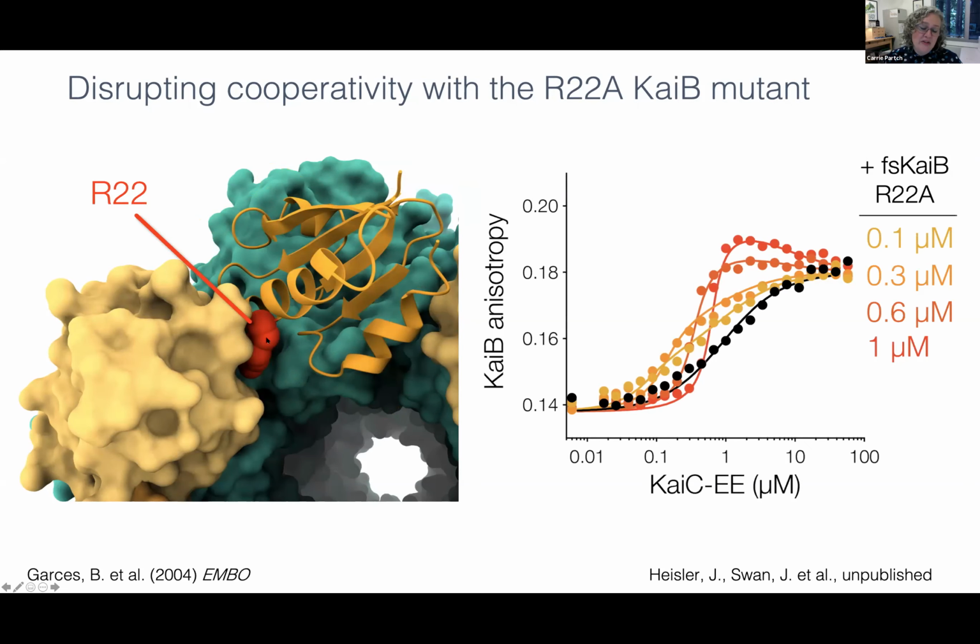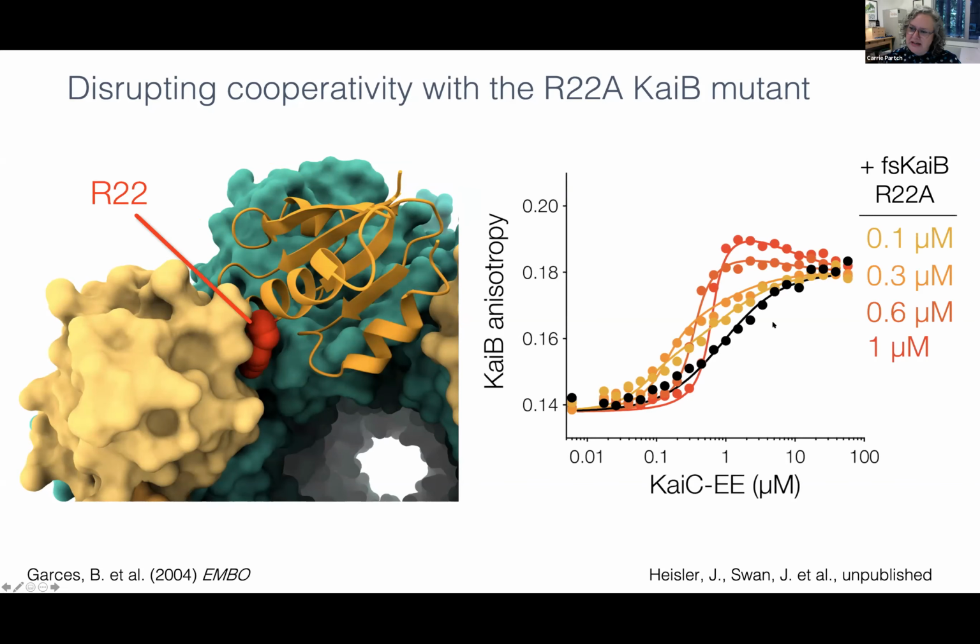And in fact, this residue was already shown many years ago to impact the apparent affinity of KaiB for KaiC, even though in our studies several years ago, we noticed that it wasn't directly at the KaiC interface, which strongly noted a role for cooperativity.